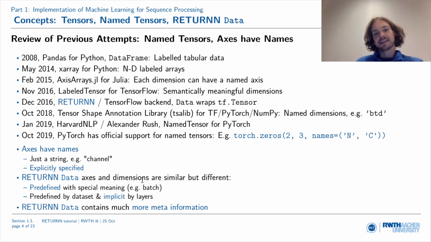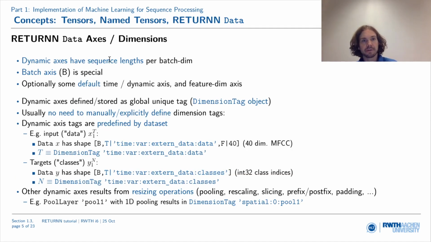In RETURNN Data, it's similar but a bit different. They are predefined and have special meaning, like batch dimension. Also predefined by layers or implicit by layers. And this Data object in RETURNN has much more other meta information as well. But coming to the axes and dimensions of this object.